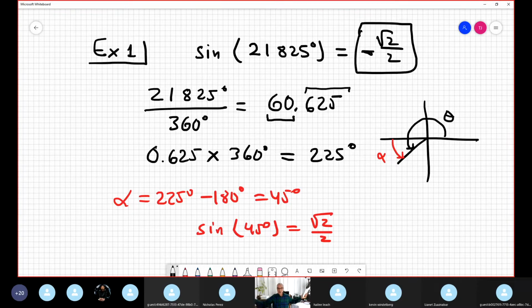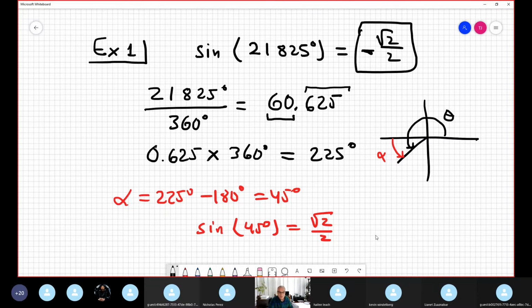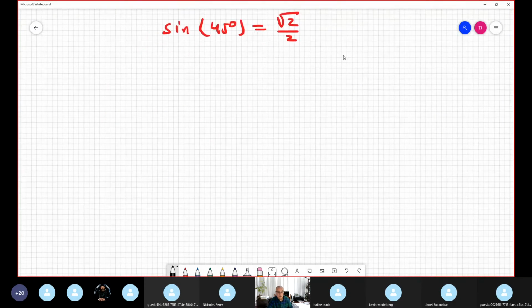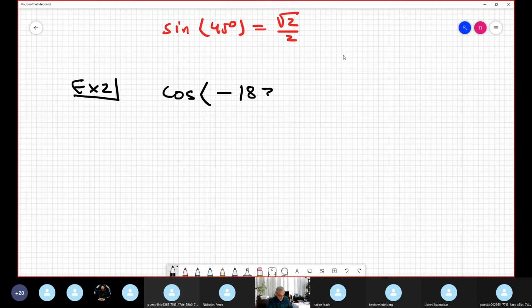Don't be scared when you see a horrible angle. Okay. Let's move on to another example. Example 2. In example 2, I want to complicate a little bit. Look, cosine of minus 18,350 degrees. So the students say, wow, I don't understand, this one is negative.